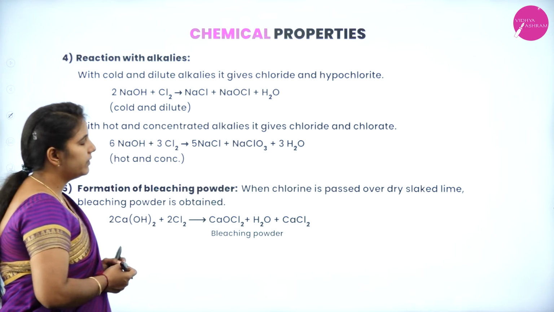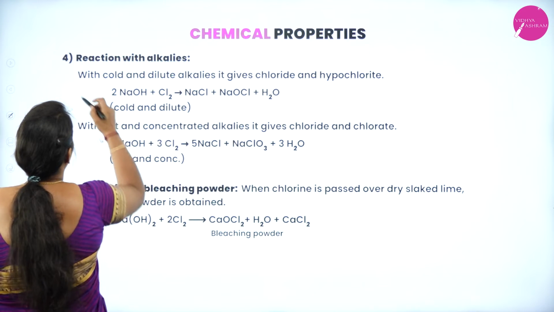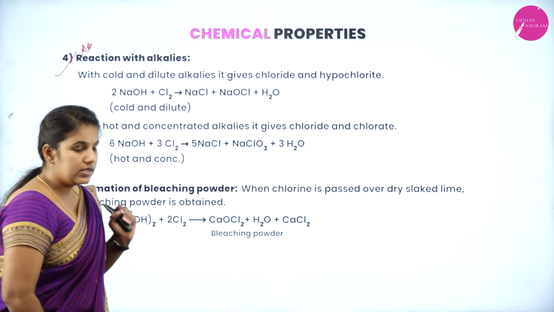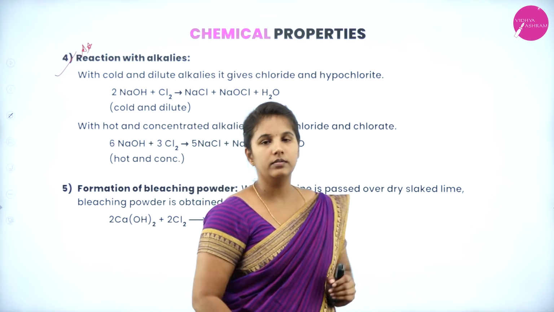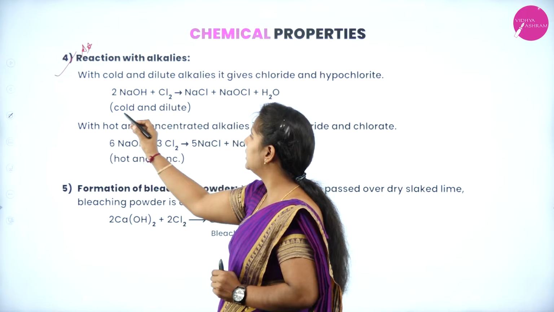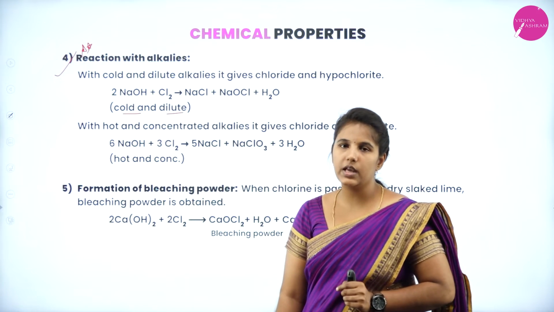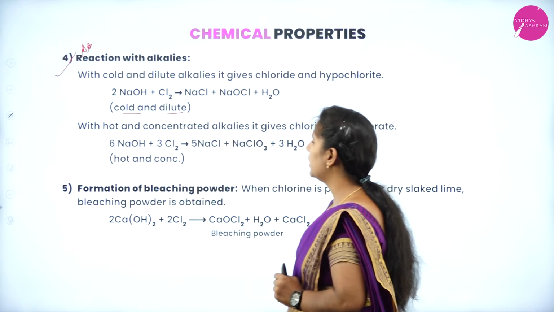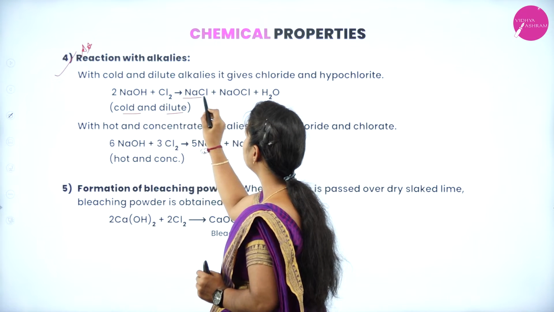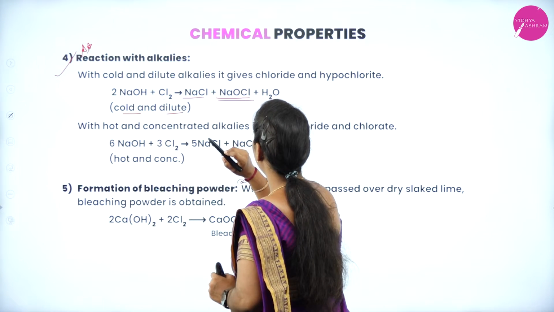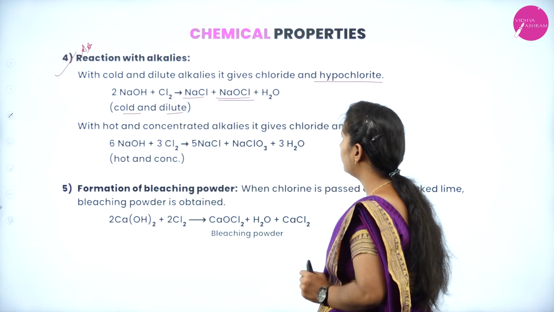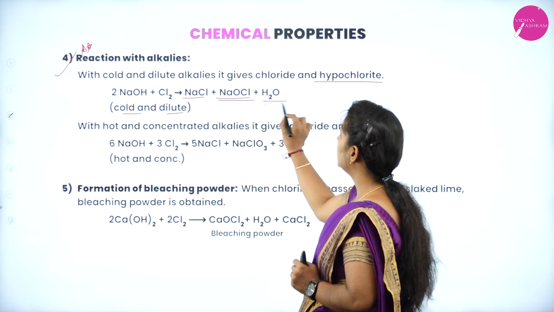Next is reaction with alkali. Again, this is one more important reaction. Suppose you take chlorine and allow it to react with a cold and dilute alkali. We'll see how the reaction takes place. Sodium hydroxide, if it reacts with chlorine gas, forms sodium chloride and also sodium oxychloride, which is also known as what? Hypochlorite.